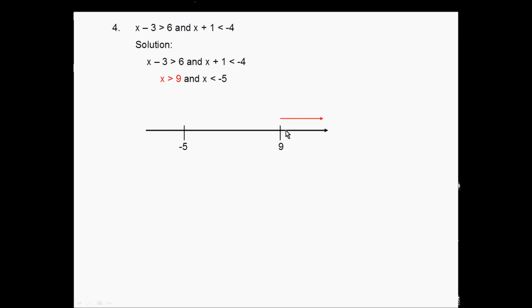Okay, there's x greater than 9. x less than negative 5. Okay, we look for where they overlap. They don't overlap. So if there's no overlapping, that means there's no solution. And that's what you write, no solution. Don't write something weird. The way you indicate there's no solution is by writing no solution.